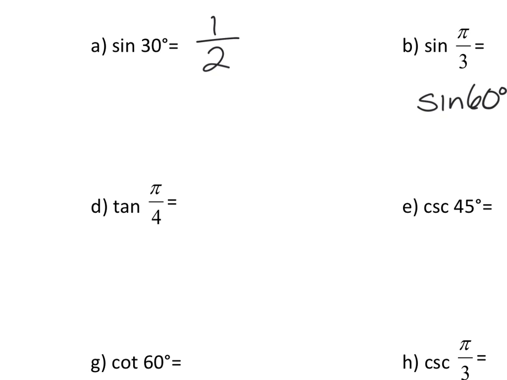Tangent of pi over 4. Square root of 2 over square root of 2. Yeah, so pi over 4 is what degree measurement? 45. 45 degrees. So again, we're doing tangent of pi over 4. Tangent is below divided by above, which is square root of 2 over square root of 2. That's 1.